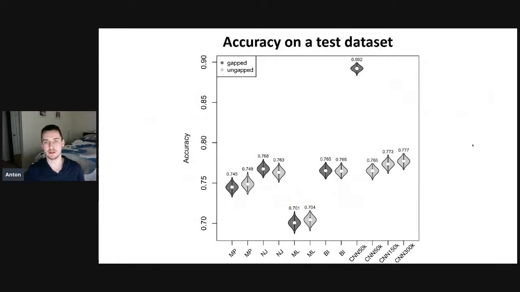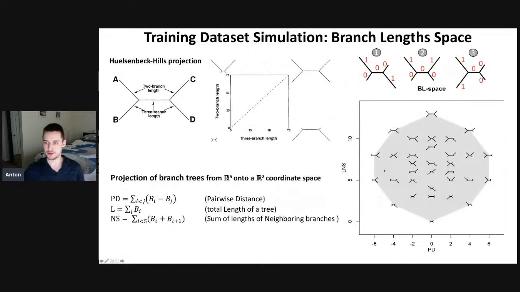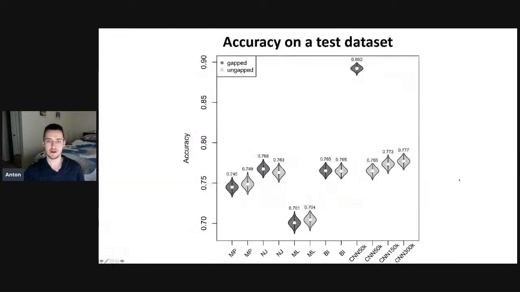And this is the accuracy on the test data set, which in this case was derived from this branch length space. So if you go back to this space, as you can see, the accuracy is very good for gapped alignments; the CNN outperforms other methods spectacularly. On ungapped alignments, the CNN is also outperforming, although you have to provide more training data to achieve higher accuracy than other methods. The accuracy is not significantly different, but you can see that it goes up with more training examples you supply.